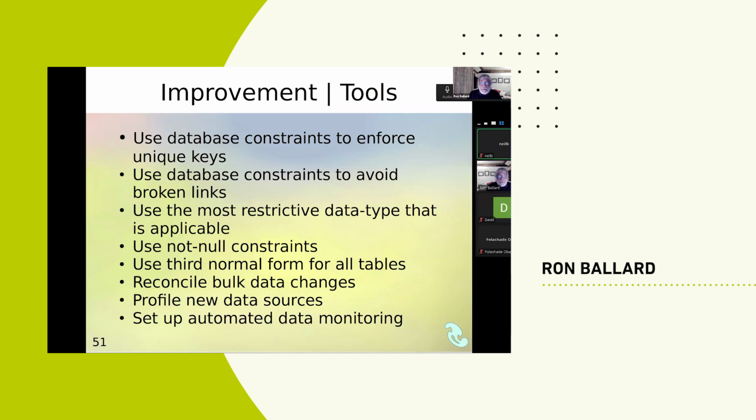Tools. Well, you can use database constraints to enforce having unique keys. That helps. You can use them to avoid having broken links between tables. You can use the data type system to make the data type as restrictive as possible. So if you want to store an amount of money in the database, then you say numeric 9,2, which means you can have up to 9 digits, which is a lot of money, and 2 decimal places for pennies.